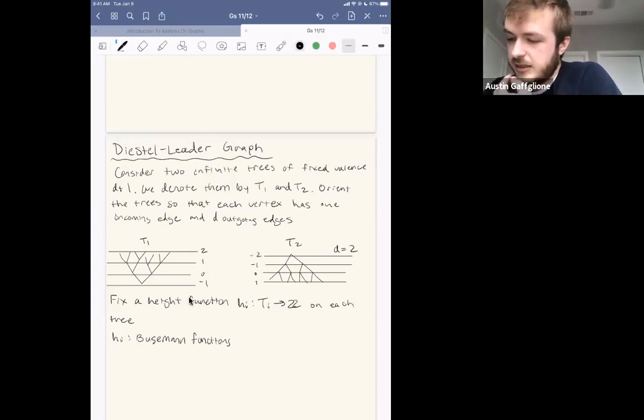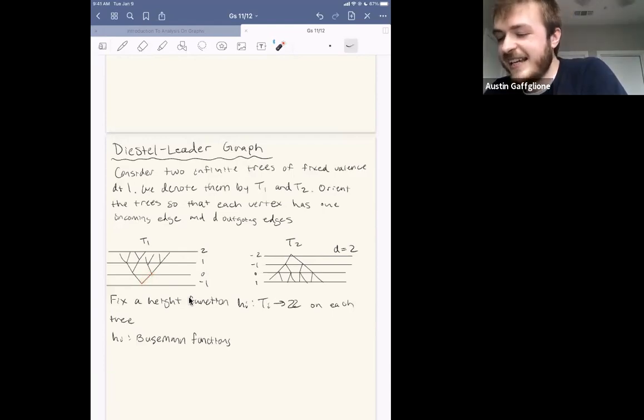When I say incoming edge, I mean with respect to height. So as height increases, each vertex has one incoming edge and 2 outgoing edges. In this first picture, if we look at this vertex at 0, it has one incoming edge from the vertex at height -1, the edge goes from -1 to 0, and it has two outgoing edges. And then same thing for T2, except it's oriented the opposite way. So the incoming edge goes from -1 to 0, and the outgoing edges go from 0 to 1.